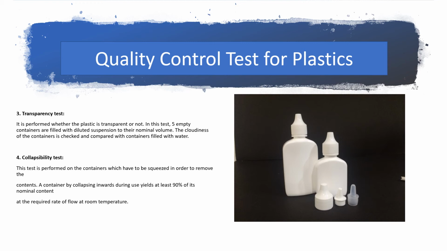The next test is the collapsibility test. This test is performed on containers which have to be squeezed in order to remove the contents. A container collapsible inwards during use yields at least 90% of its nominal content at the required rate of flow at room temperature. So it is generally used where plastics are used for the evacuation of their substances, when the substance is required to be squeezed out, checking the collapsibility of the tube. At least 90% of the nominal volume should be allowed to come out. If it allows less than 90%, that means it fails the test.